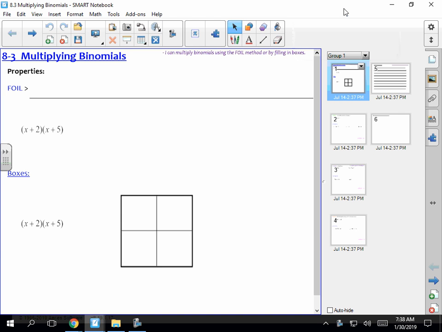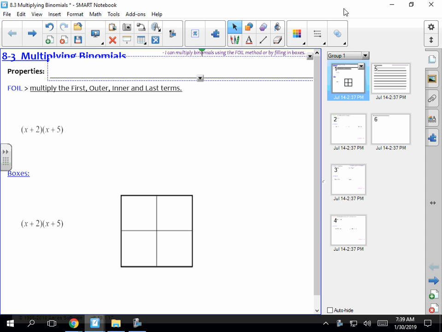This is 8.3 multiplying binomials. So we're going to go through and talk about what it looks like to multiply a binomial times a binomial. We're going to learn a couple different methods for doing that. The first is based on an acronym called FOIL. It is an acronym that helps us to remember to multiply the first, outer, inner, and last terms.